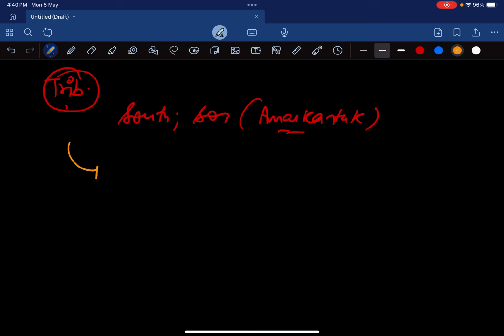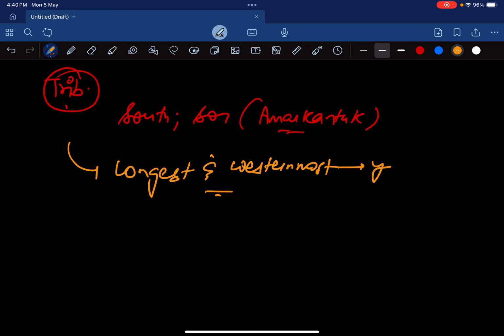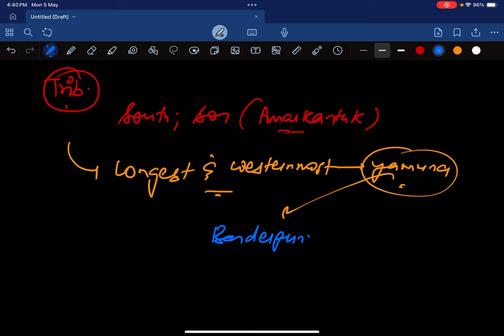Its longest and westernmost tributary is the river Yamuna, which has its origin in the Bandarpunch range at the Badrinath. Right?